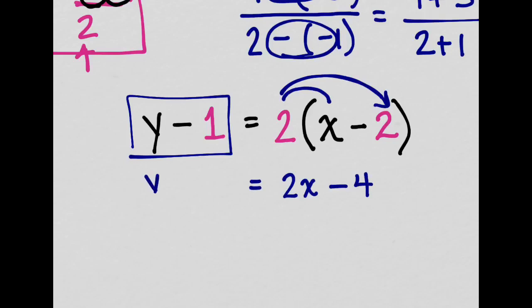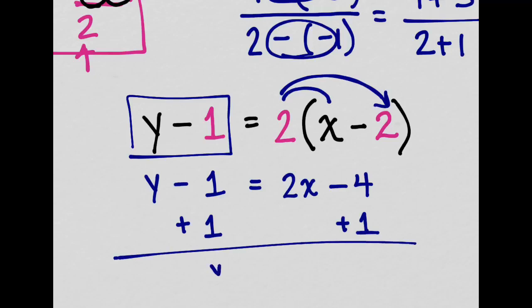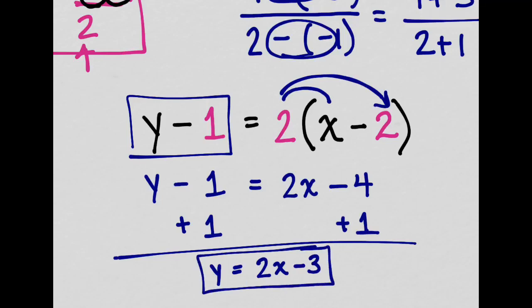And then I'm going to copy this. And then I'm going to add 1 to both sides to get y alone, and I add 1 to the one that does not have an x. So I get y equals 2x minus 3. And that is your ultimate goal, slope-intercept form. But you're going to use point-slope form to get there.